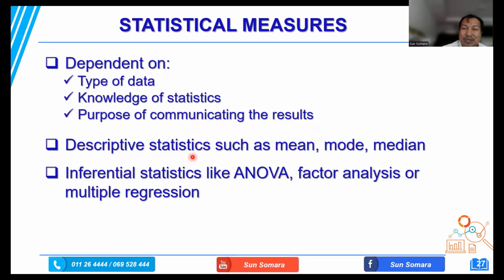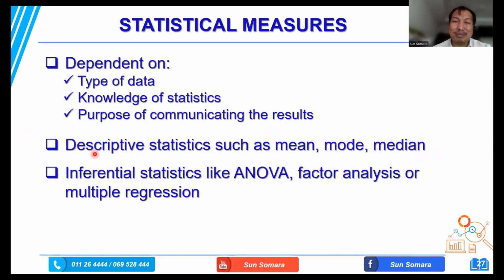For descriptive statistics like mean, mode, and median, these are commonly used here. Sometimes people use only something common to find out how bad or how good it is. Mode, mean, and median can be represented quickly. And inferential statistics like ANOVA, factor analysis, or multiple regression can analyze for deeper understanding. This one, we can say, is just descriptive, a shallow way that we can see.